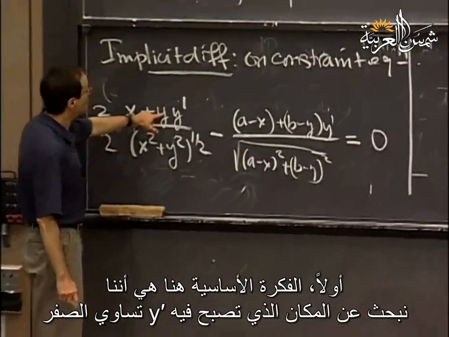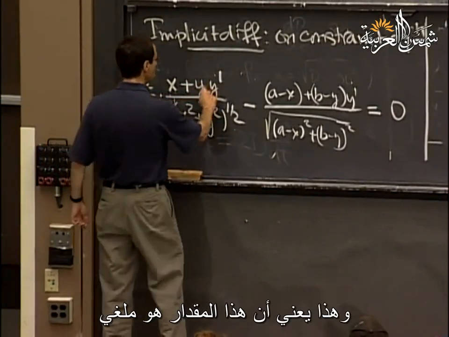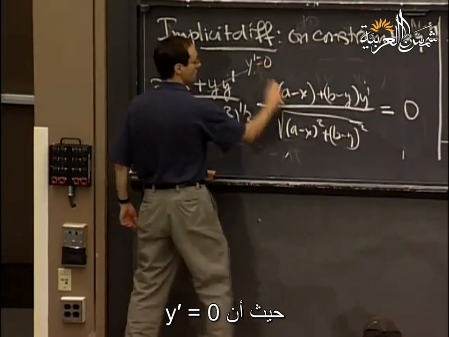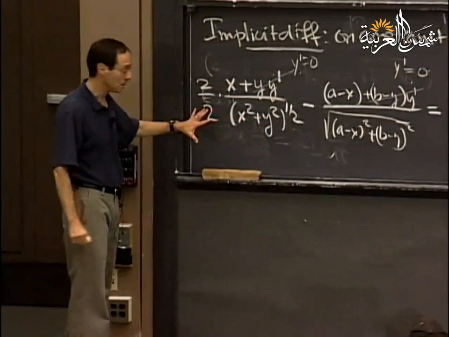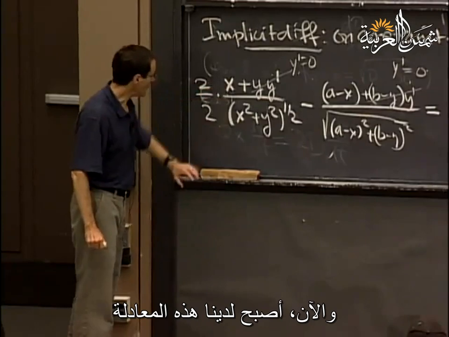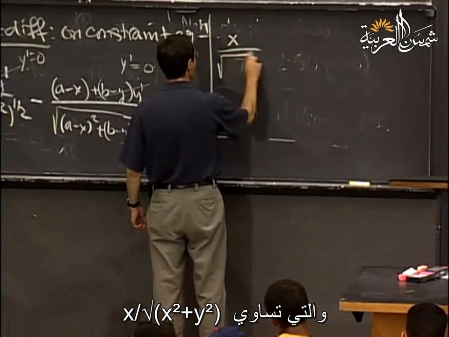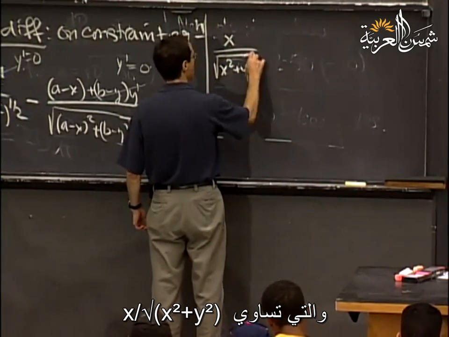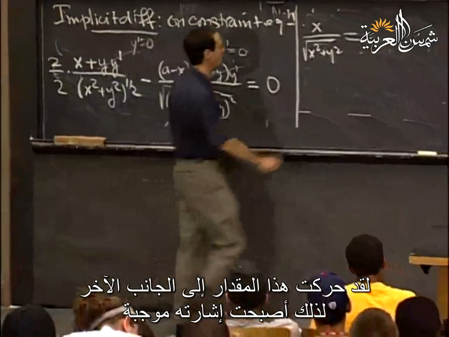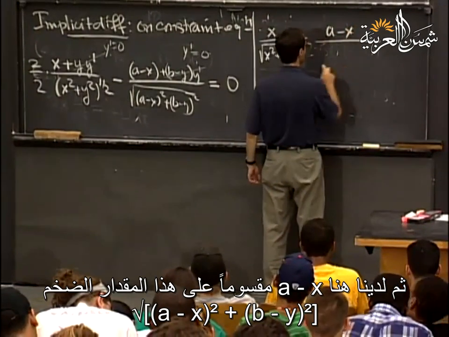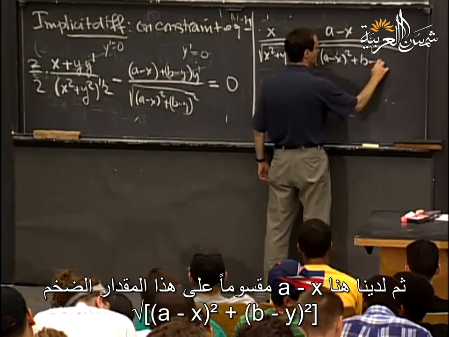First of all, the whole point is we're looking for the place where y prime is 0. So that means that these terms go away. y prime is equal to 0, so they're gone. Now what we have is the following equation: x divided by the square root of x squared plus y squared is equal to, if I put it on the other side, the minus sign changed to a plus sign, a minus x divided by this other massive object, the square root of a minus x squared plus b minus y squared.